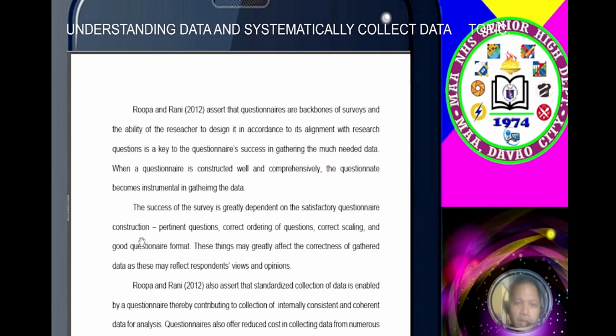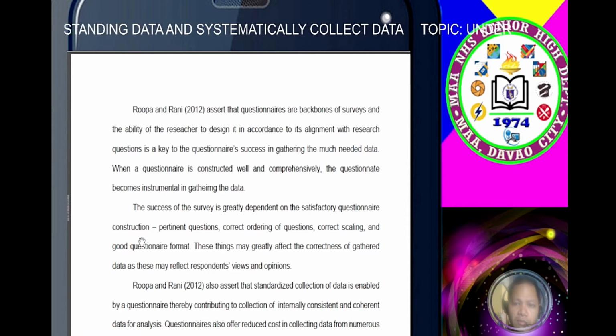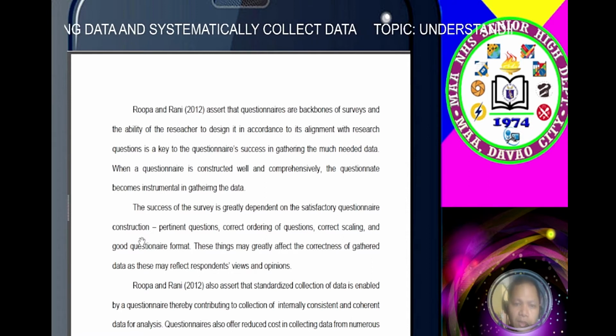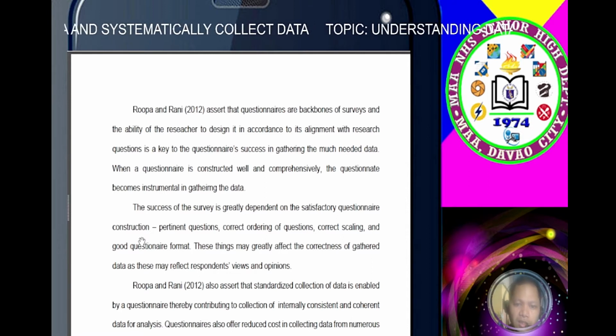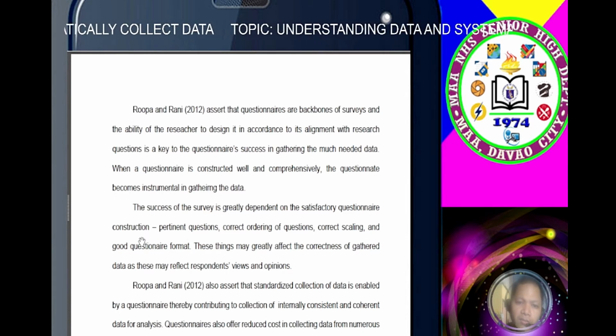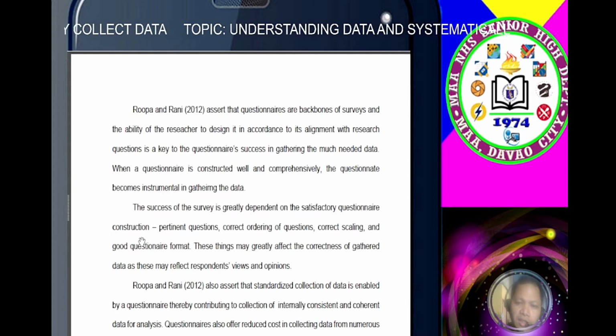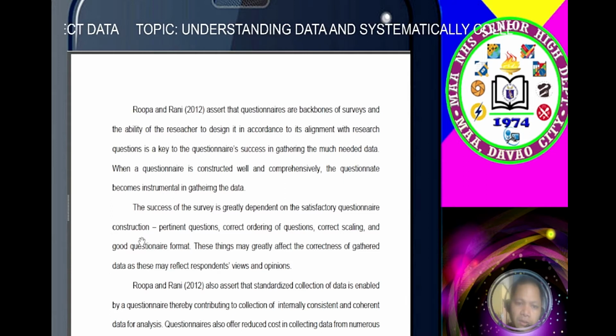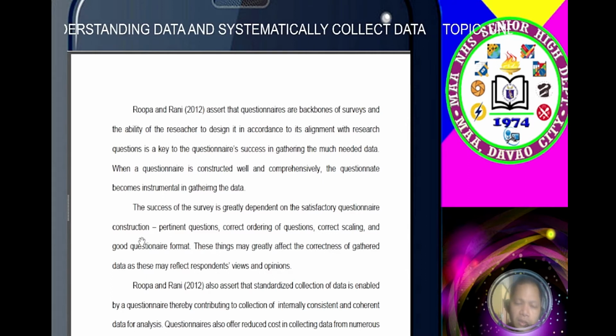Rupa and Rani 2012 assert that questionnaires are the backbones of surveys, and the ability of the researcher to design it in alignment with the research questions is the key to questionnaire success in gathering the much needed data. When a questionnaire is constructed well and comprehensively, it becomes instrumental in gathering the data.